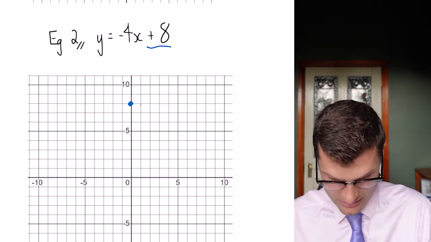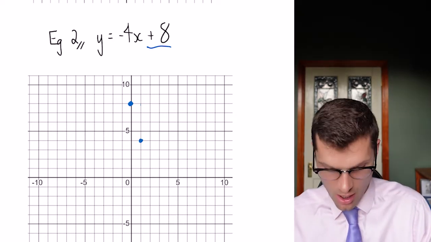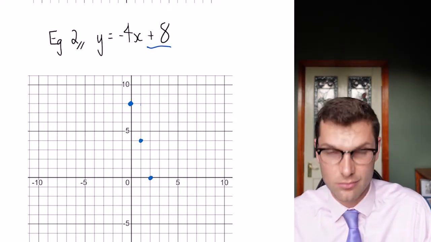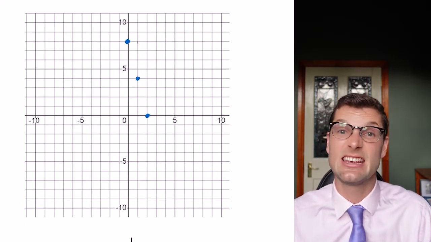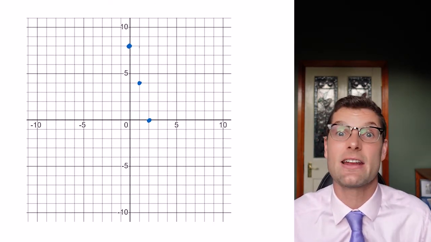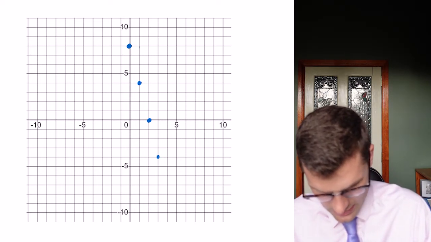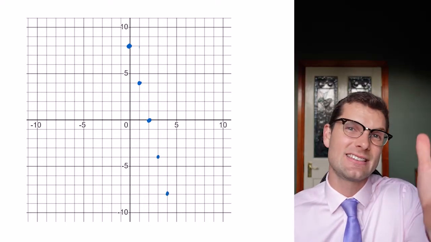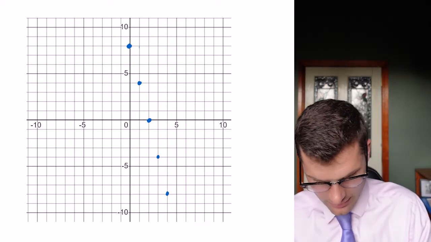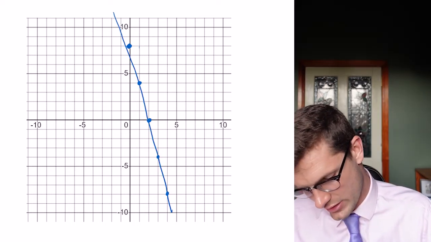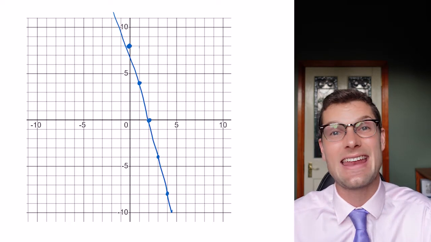So across 1, down 4, puts me there. Across 1, down 4, puts me there. And you just continue with this pattern until you run out of space on the graph. Across 1, down 4, across 1, down 4. And again, we can see that we've got this straight line coming all the way through these points, but this time it's a negative number.